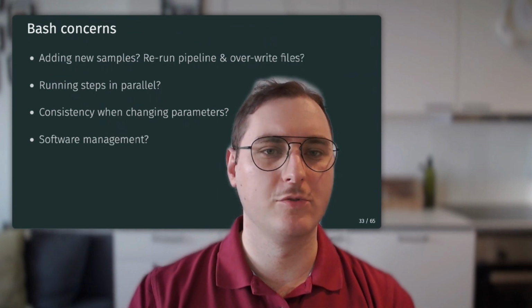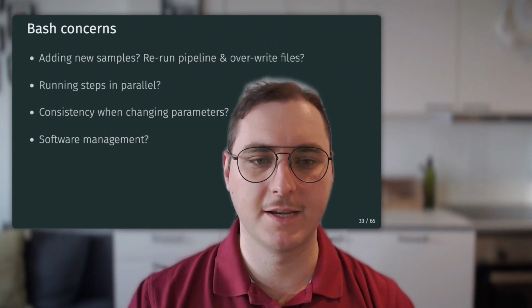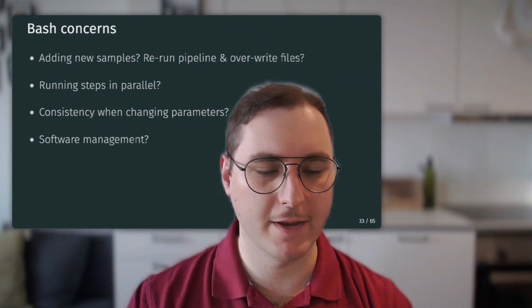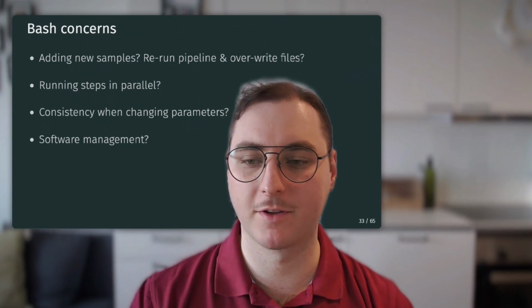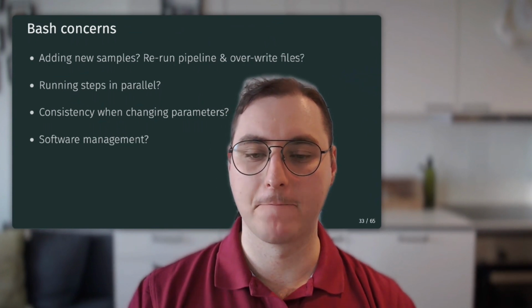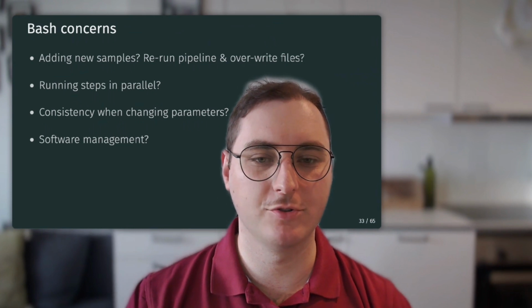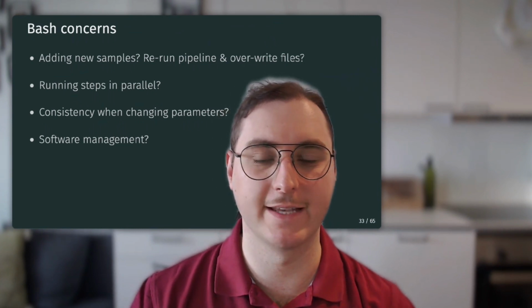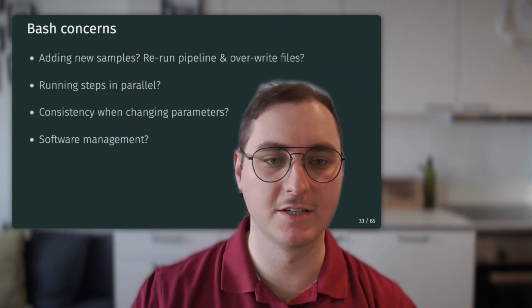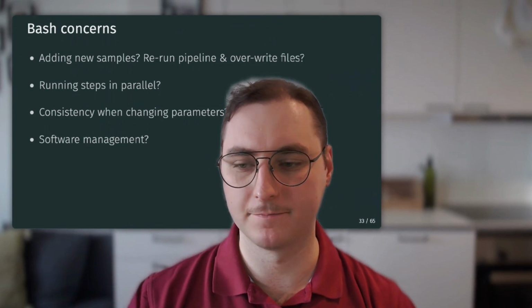How do we know if we have consistency? Let's say we would like to change a parameter, use maybe a different tool of quality control. How would we be able to run it and know that the mapping or the count matrix at the end is consistent with what we had in the beginning?